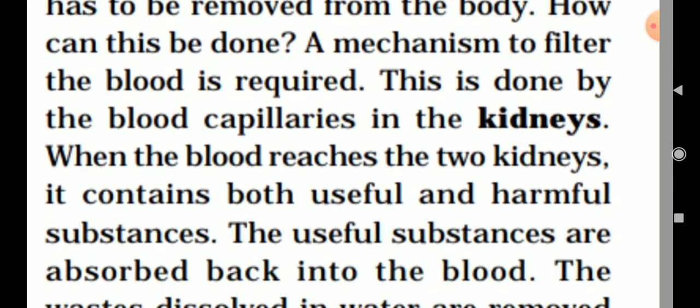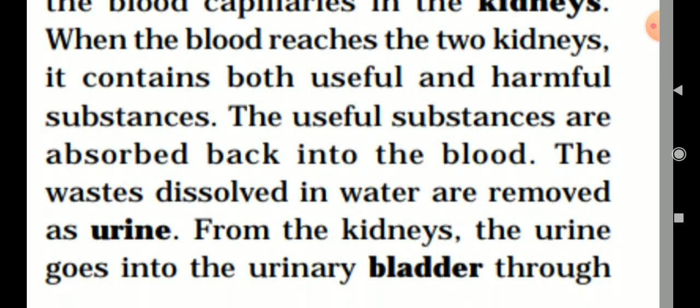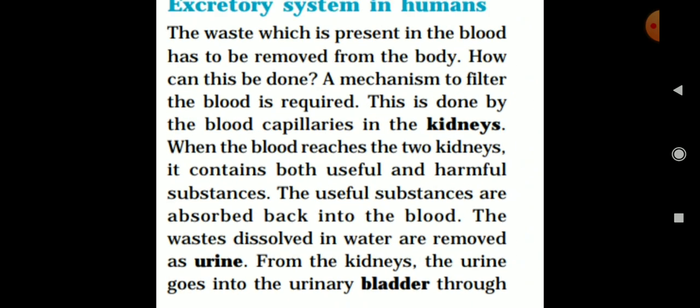When the blood reaches the two kidneys, it contains both useful and harmful substances. Underline the word, students: the useful substances are absorbed back into the blood. The waste dissolved in water is removed as urine. From the kidneys, the urine goes into the urinary bladder through tube-like ureters.